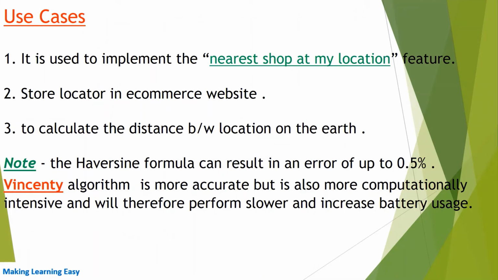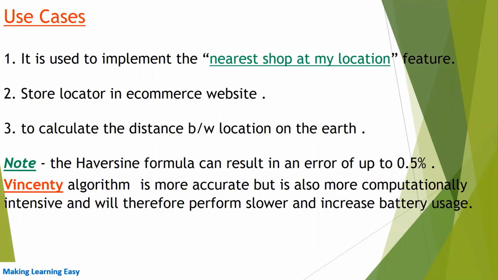What are the use cases of this formula? It is used to implement the nearest shop at my location feature in your application, in your website or in your app. Store locator in an e-commerce site. So you might have come across the store locator on many e-commerce sites. In that application also this Haversine distance is used. It is used to calculate the distance between locations on the earth.